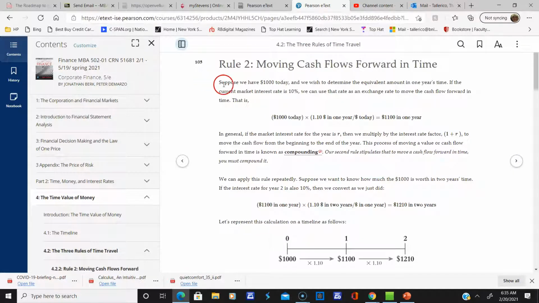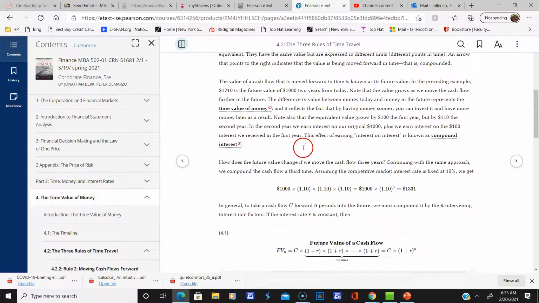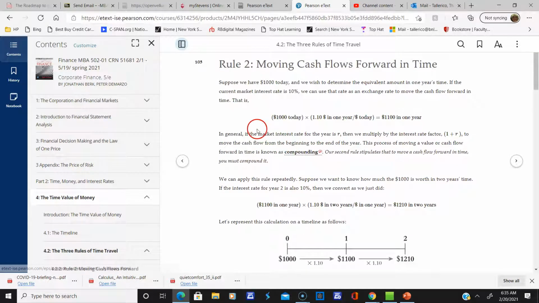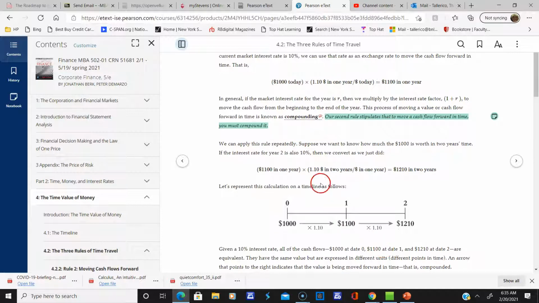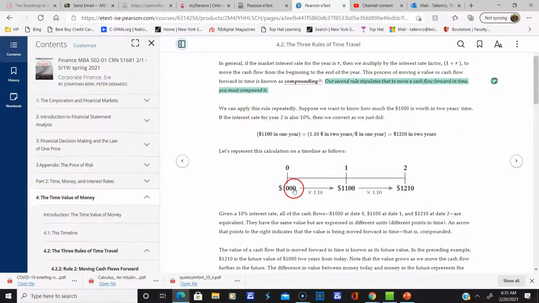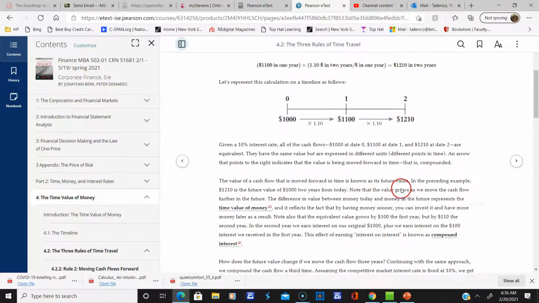All right, rule number 2 states that moving cash flows forward in time. So let's look at rule number 2. But basically, our second rule stipulates that to move a cash flow forward in time, you must compound it. Okay, forward in time is the direction of the arrows. So we can apply this rule repeatedly. Okay, so you can clearly see on $1,000 you're getting 10% each period, and it's growing and it's compounding.